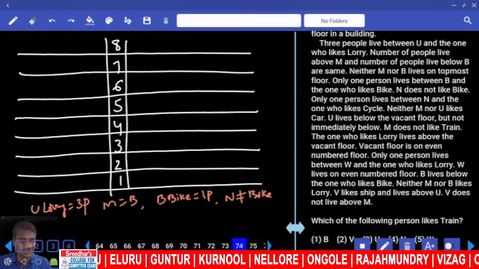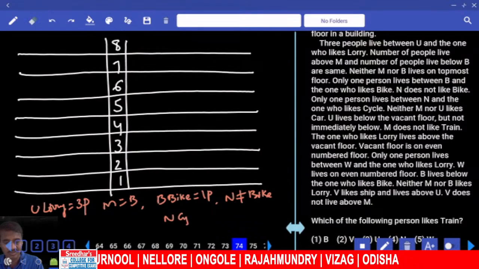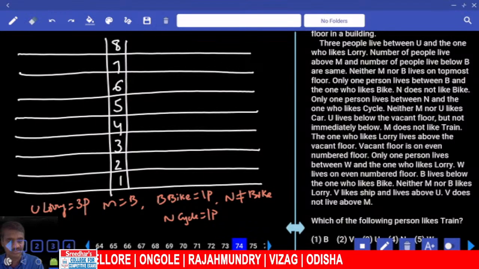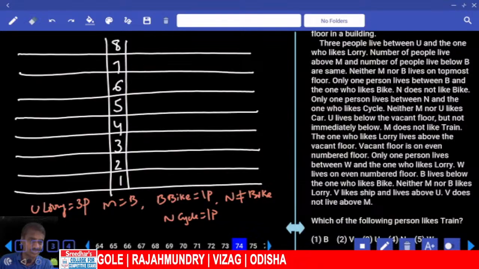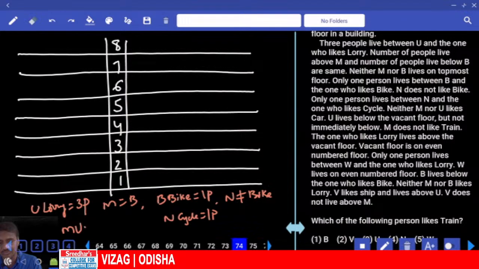And only one person lives between N and cycle. Between N and cycle, how many persons? There is exactly one person. And N does not like bike. And neither M nor U likes car. M and U, none of these two persons likes car.